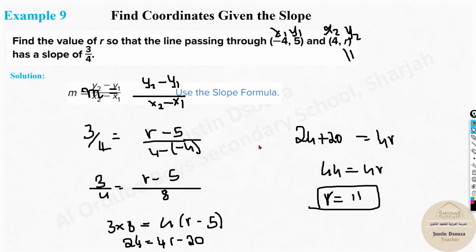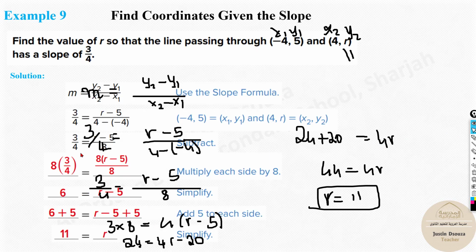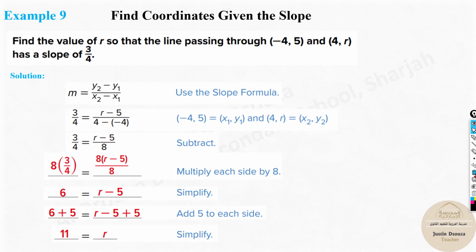Let's check the answers. That is the answer ultimately. Whichever method you use, even if you employ any other methods, the final answer will be the same. So this is how you find the unknown value provided the slope is given, just by using the slope formula.